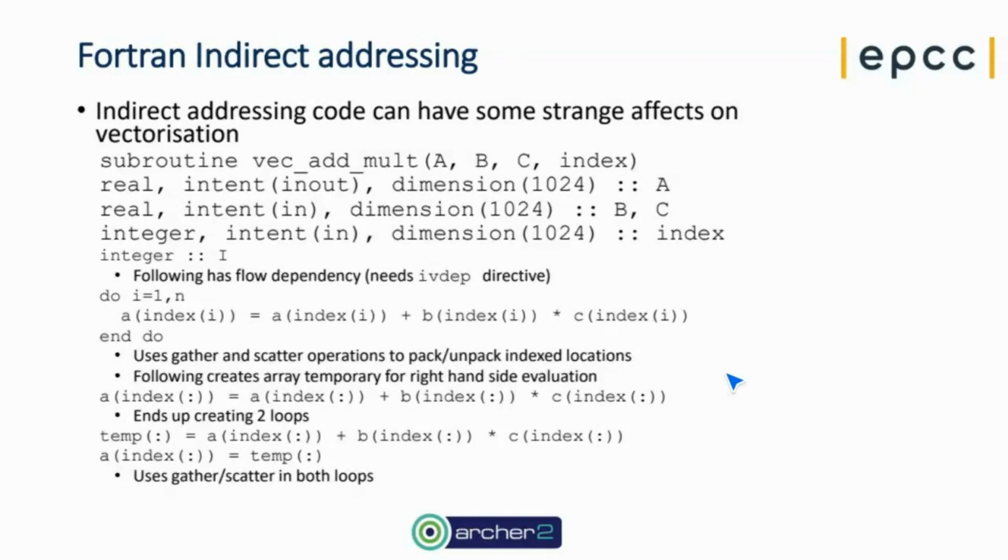Okay, indirect addressing, as we've mentioned before, can be problematic. If we have indirect addresses like this, then we need to basically tell the compiler that it's independent. It will generate gather and scatter operations to pack and unpack the index locations into the vector registers. If we use array syntax here, then this will actually create an array temporary for the right-hand side evaluation. So this will typically end up effectively doing this. It'll basically create a temporary with the result of the right-hand side, and so this will end up effectively creating two loops rather than one.